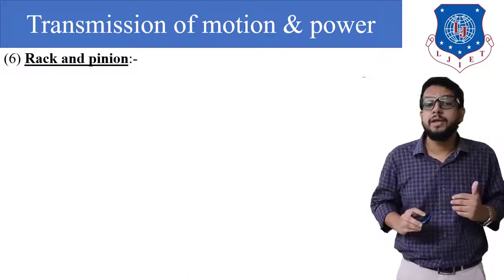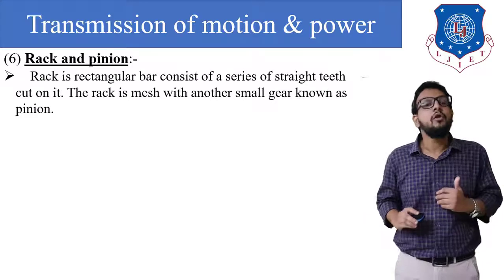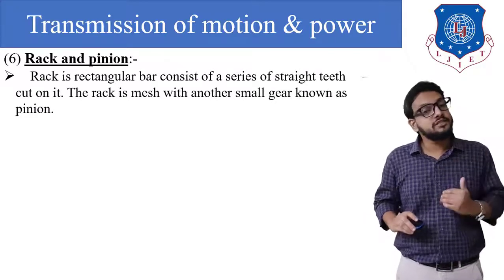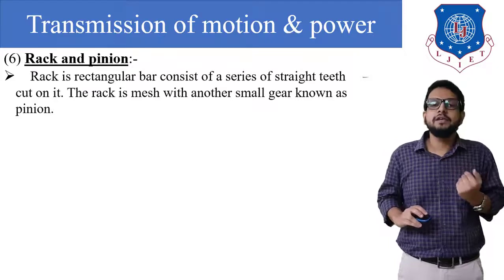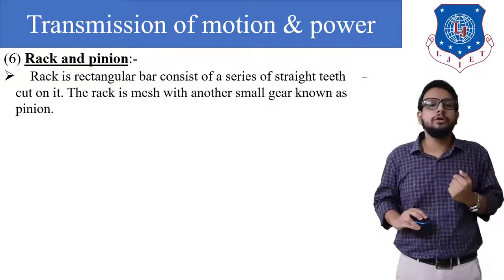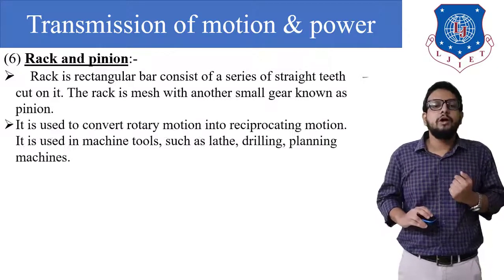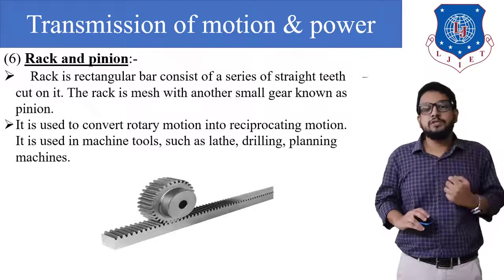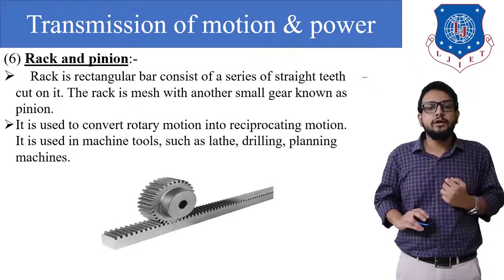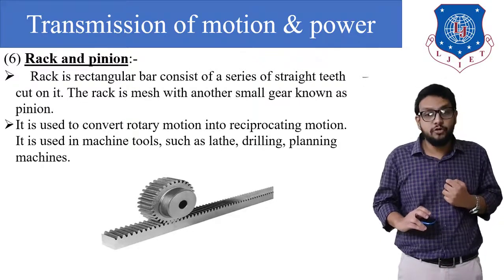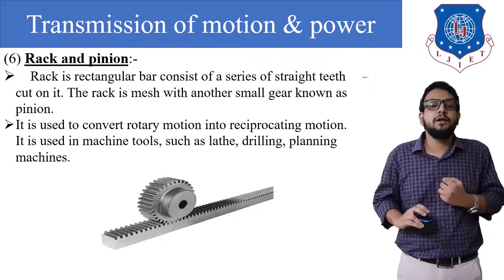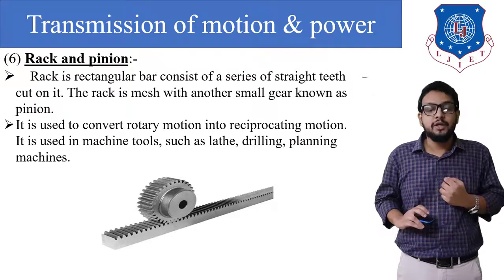That is called a rack and pinion arrangement. A rack is a rectangular bar consisting of a series of straight teeth cut on it. The rack is in mesh with another small gear known as a pinion. Now, what is the purpose of using this arrangement? You can clearly see a straight series of spur gear teeth is shown. That is called an infinite spur gear. And the other is a pinion which is rotating on the rack.